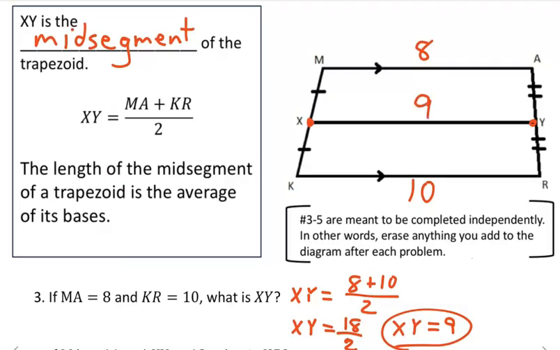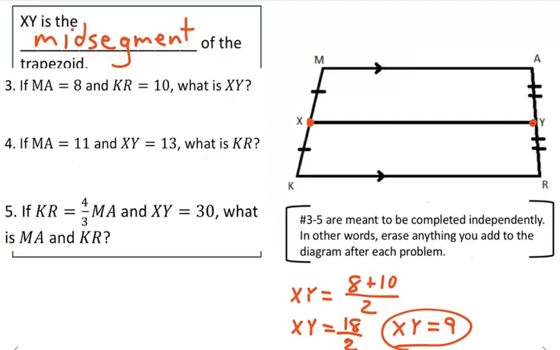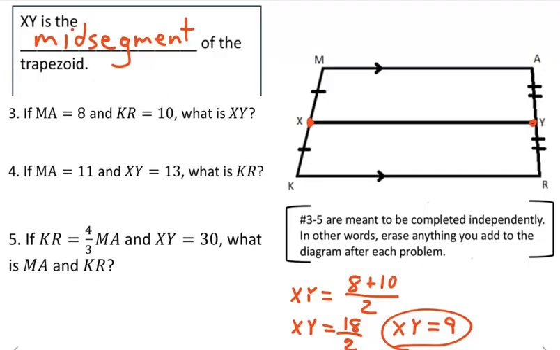So that should be no surprise that 9 is right there in the middle between 8 and 10. So if you remember doing things like midpoint on a line, hopefully that would connect with these type of calculations. All right, so number 3 we get 9 for XY.